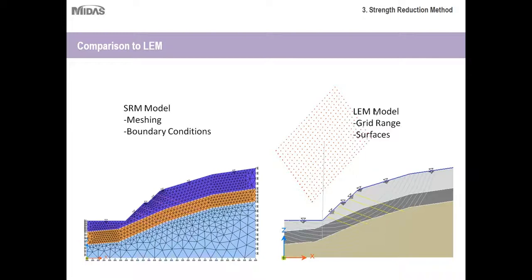Whereas with the limit equilibrium model, what you'd have to do with modern numerical modeling programs is create a grid range here, as you can see, and then also, it's a bit hard to see because of the color, but you'd create a number of arc failure surfaces. So each one of these arc failure surfaces represents a potential slip failure surface for the slope to take when it does fail.